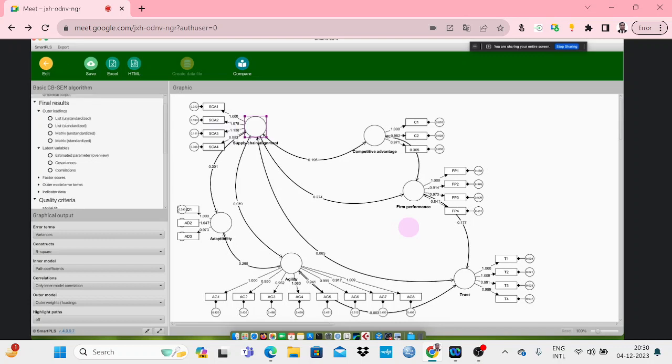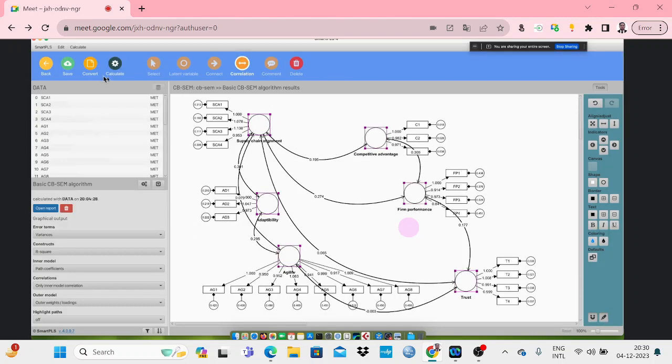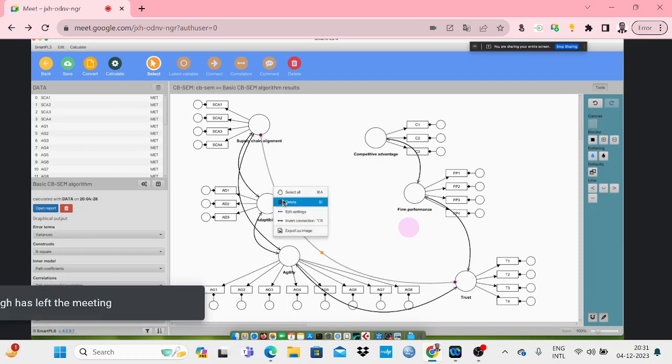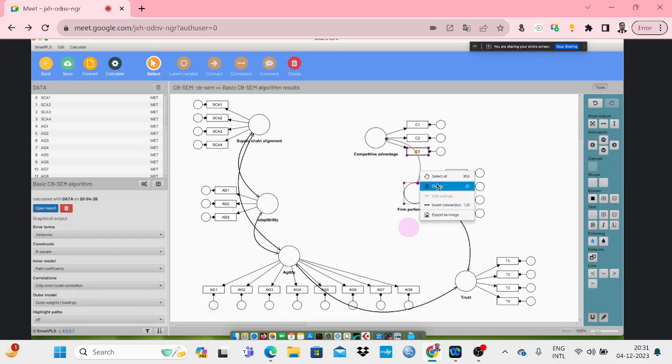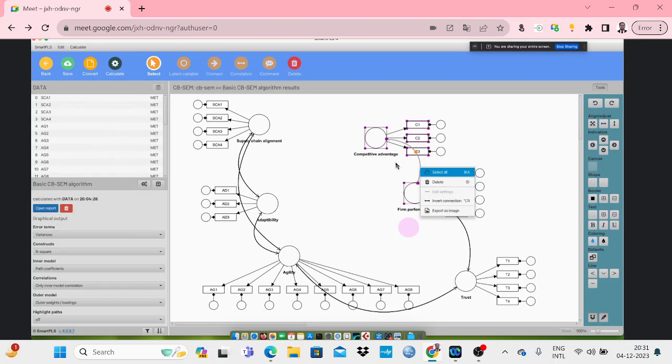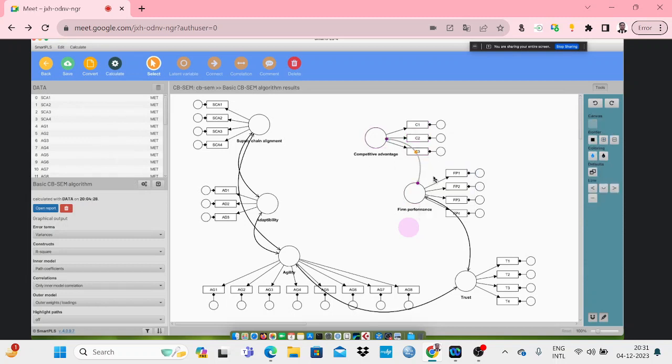So now we will click here, edit, and remove all these correlations. We will remove these paths, and now we will test the main model from which we will try to infer our causality, because we have established that our measurement model is valid as well as reliable. So now we can remove these correlations and get to the main job of establishing causality.